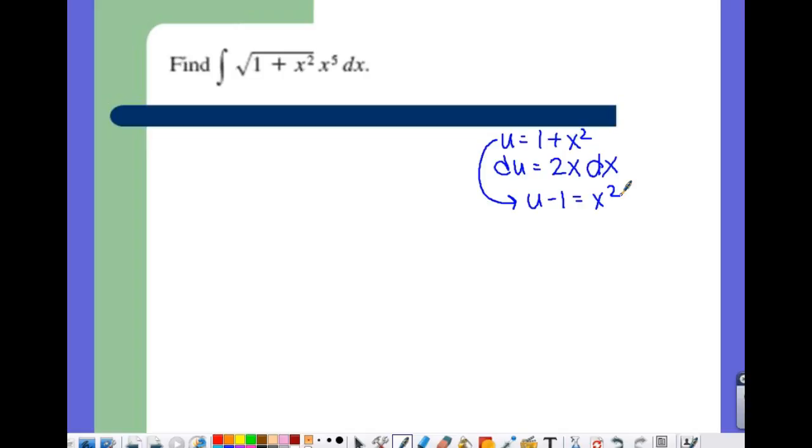So if u minus 1 is x squared, that gives me at least 2 more x's back. I have at least 1x right here. So I can also say that half of du is x dx. So I have 1. Now I have 2 more, so I have 3. How many more do I need to get rid of? Yeah. So what could I do to this to make it 2 more?